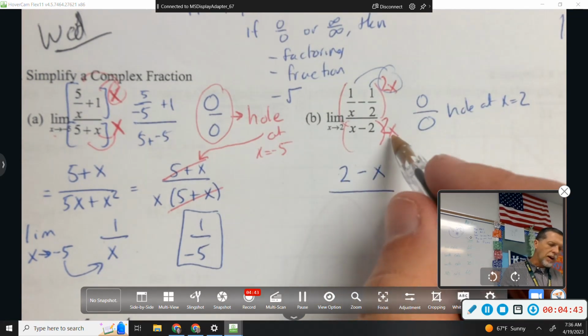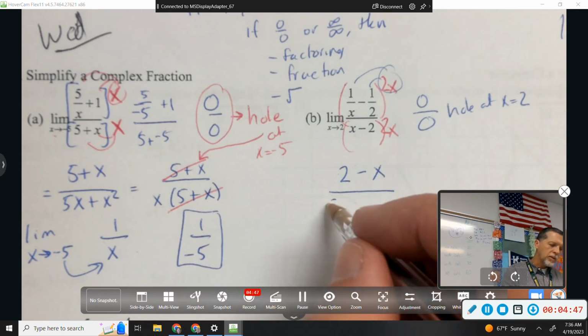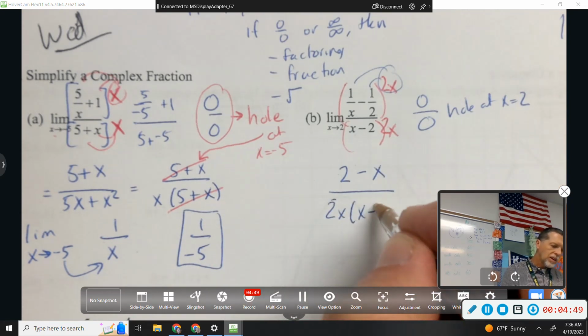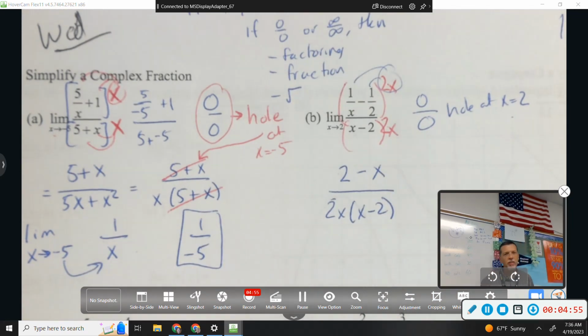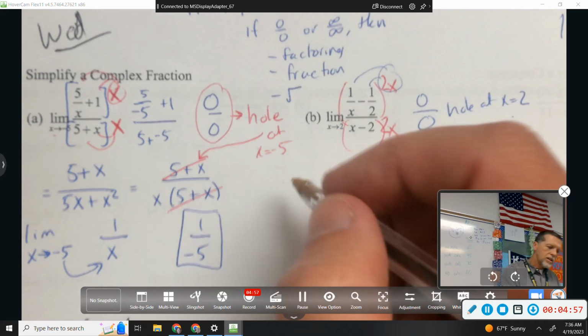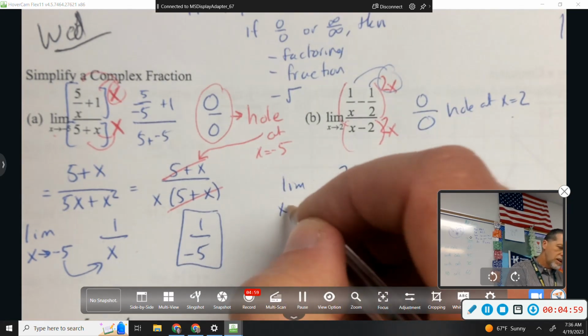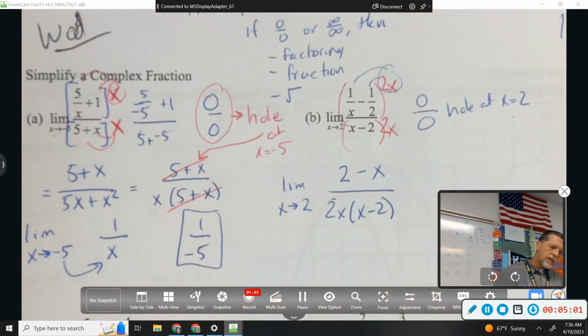And then in the bottom, you know what? It's probably best, after we did that last one, to not distribute it, to just leave it as 2x times x minus 2. Because we're hoping we're going to find factors that cancel. That's what we're looking for. 2 minus x over x minus 2. Can those cancel?